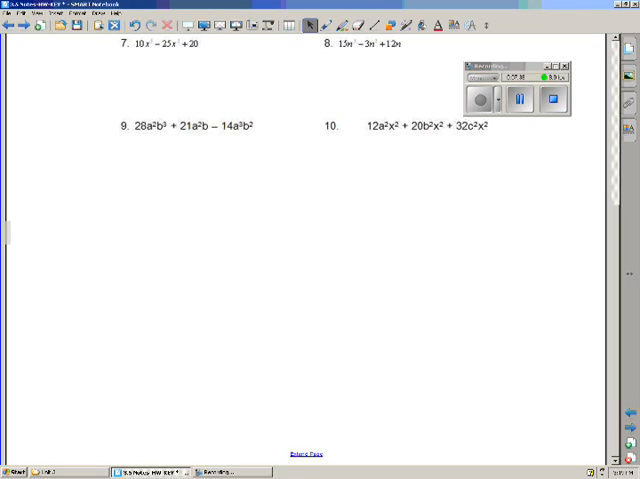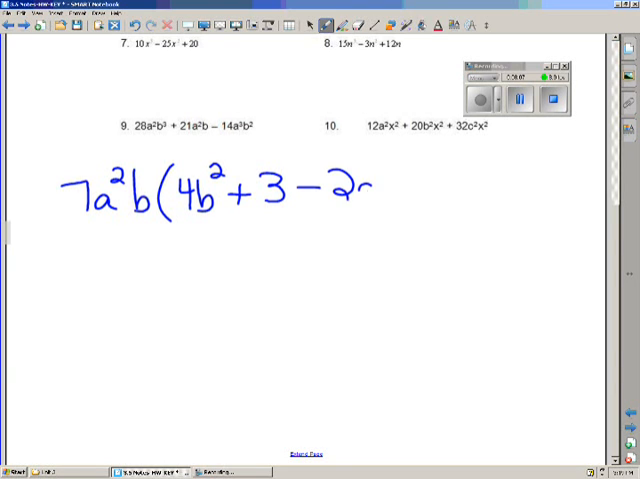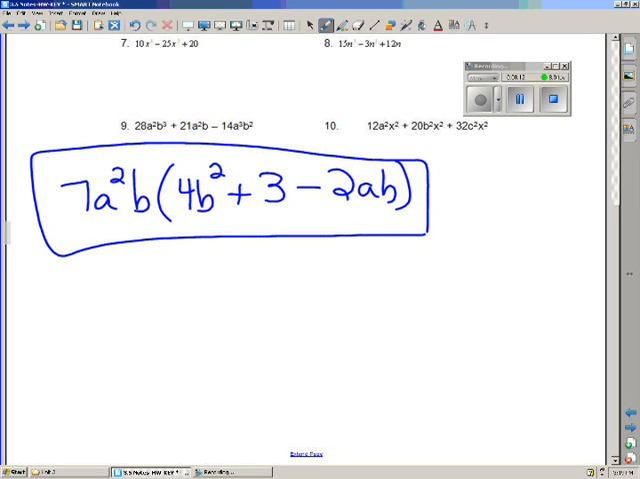But on 9, 28, 21, and 14, the largest number that divides evenly into all of them would be 7. A squared, A cubed. My smallest power of A is the squared. B cubed, B, and B squared. My smallest power of B is just 1B. And then again, you're dividing or reverse distribution. To get back to the original, I need to have 4 and B squared plus 3 and nothing minus 2AB. This would be the answer for number 9.